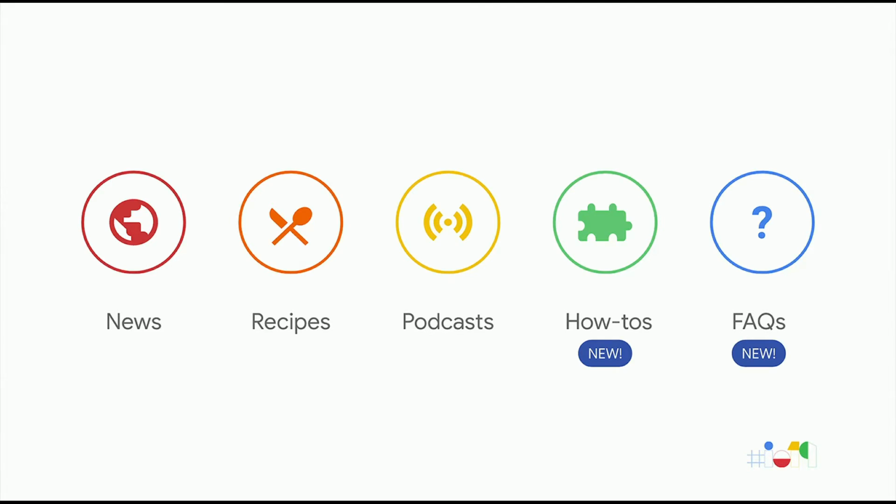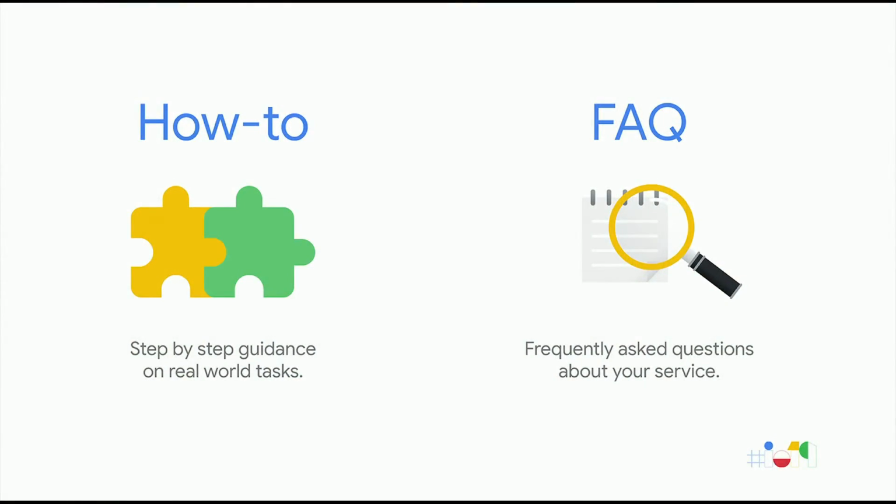Not only do we invest in our existing structured data types, but we are very excited to announce 2 new types at this I/O. These would enhance your content on Google Search and the Assistant. So we announced How-to, and How-to's are step-by-step tutorials on real-world tasks, like how to tie a tie or how to install a doorknob, that walk users through guided journeys. And FAQs are questions that your users are commonly asking about your product or service.